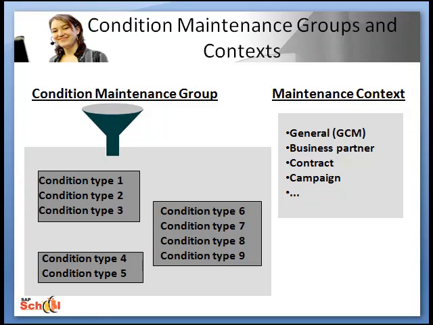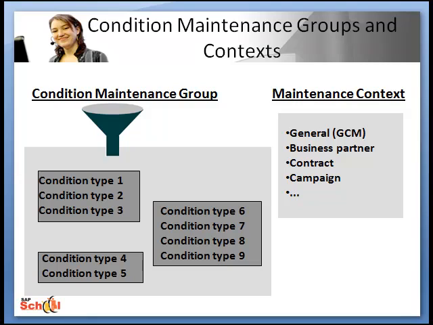In CRM, the condition maintenance works a bit differently to in SAP ECC. We have the concept of a condition maintenance group and context within CRM. A condition maintenance group bundles together condition tables and types for condition maintenance, and there is a special view in condition maintenance for this.